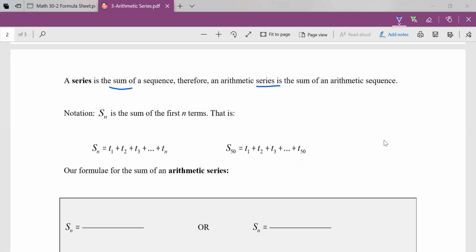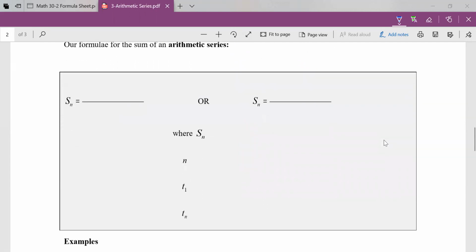All right, so our notation for this, we're going to use S sub n. Makes sense, right? Sum of the series, S sub n. All we'll do to our sequence is put plus signs in between and add it up all the way to whatever our last term is. So if we wanted to find the sum of the first 50 terms, we put S sub 50 and go all the way up to that 50th term, just like that. The notation is easy to figure out.